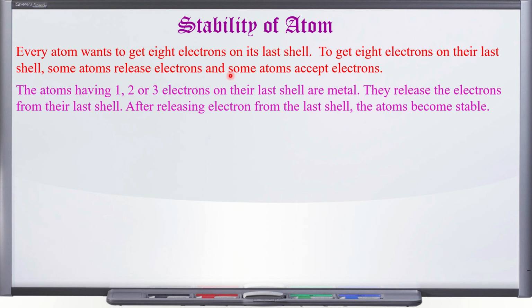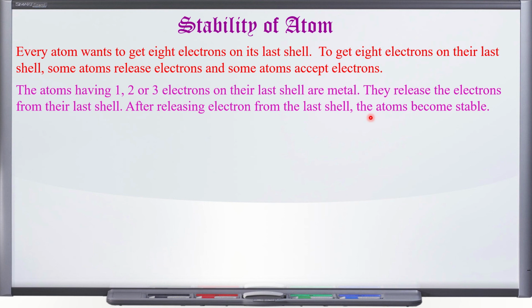They release the electrons from their last shell. After releasing electrons from the last shell, the atoms become stable. It is very easy to release 1, 2 or 3 electrons from the last shell of an atom. But if an atom has more than 3 electrons, then this number of electrons cannot easily be released. An atom can release 1 electron, 2 electrons, or 3 electrons.